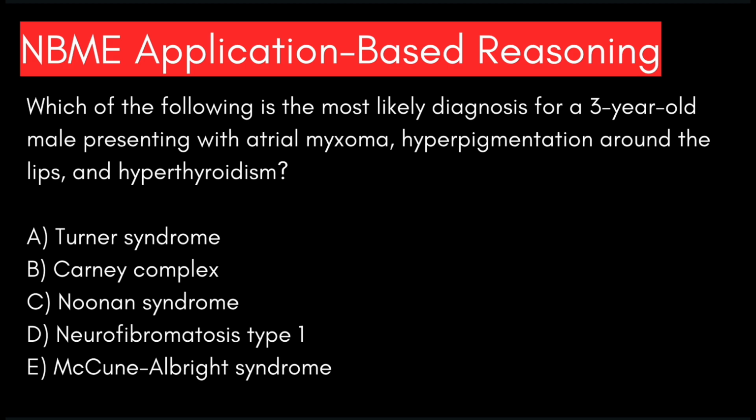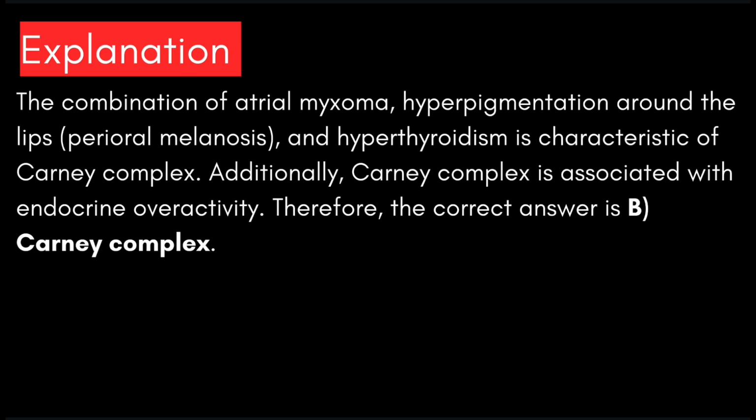Alright, I'm about to move on. If you need more time, please be sure to pause the video. I'm moving on now. The combination of perioral hyperpigmentation around the lips, perioral melanosis, and hyperthyroidism is characteristic of Carney Complex. Additionally, Carney Complex is associated with endocrine overactivity. Therefore, the correct answer is B, Carney Complex.